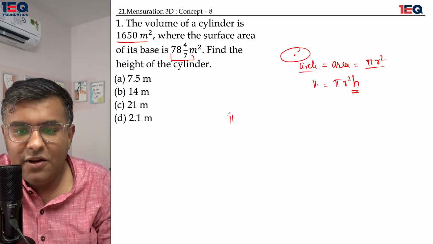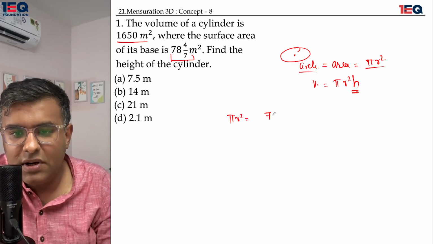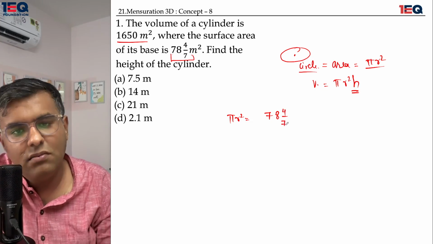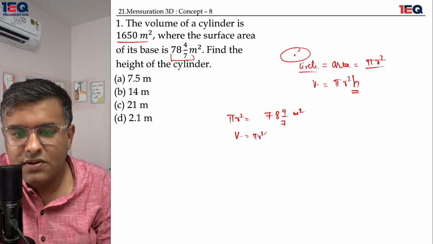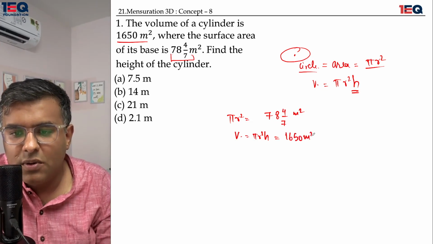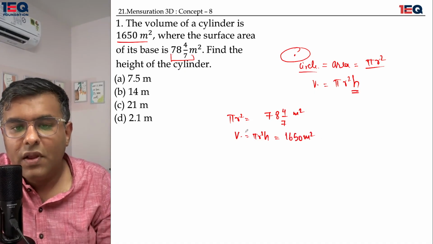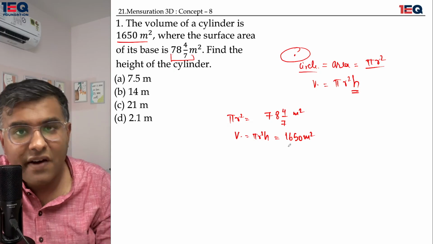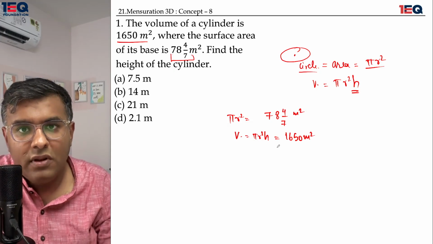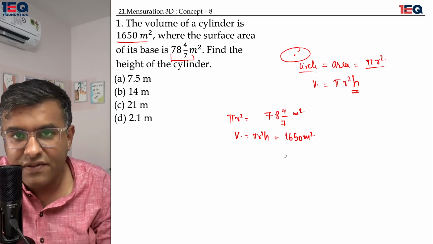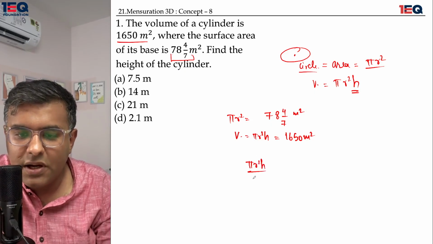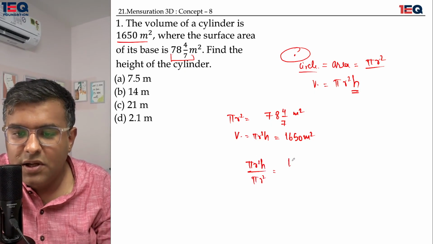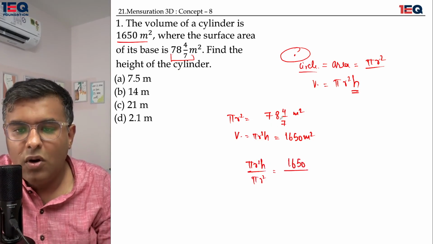So I have the value of pi r square available with me, which is nothing but 78 4 by 7 meter square. I have my volume with me, which is equal to pi r square h, which is also equal to 1650 meter square. So I need to find out the height of the cylinder. If I divide the two equations, keeping the volume in the numerator and keeping the area of the circle in the denominator, I'll get my answer. So this is nothing but pi r square h upon pi r square. This would be equal to 1650 whole upon.